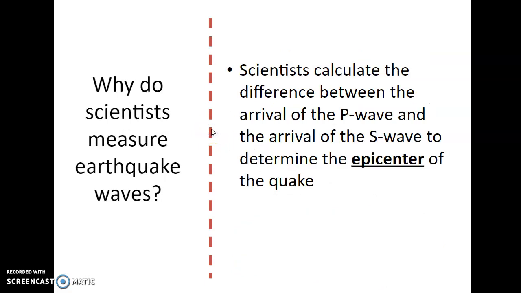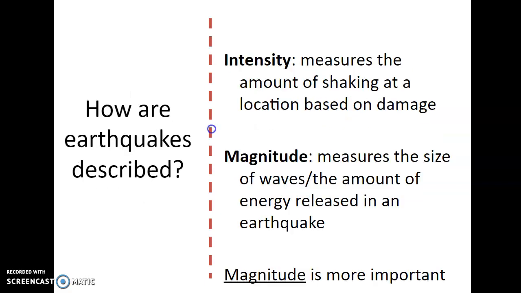So why do scientists measure earthquakes? Scientists calculate the difference between the arrival of P waves and the arrival of S waves in order to determine the epicenter of the quake. So remember, the epicenter is the location that is directly above the focus.